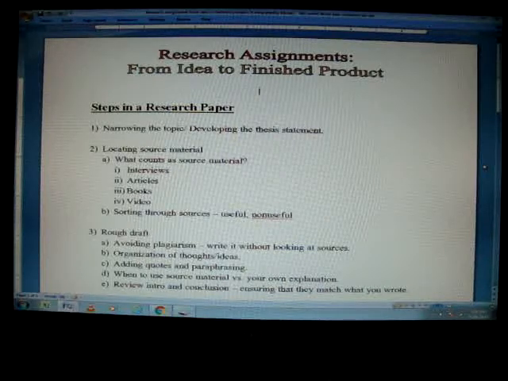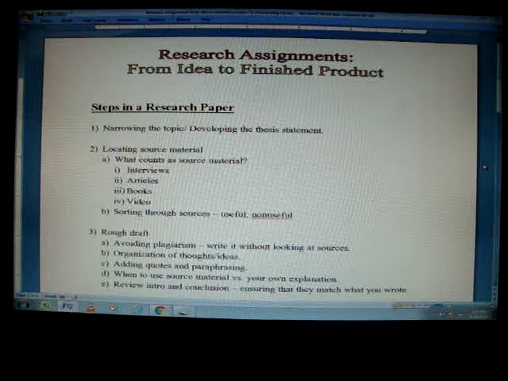So, now you need to develop a thesis statement. The difference between a topic statement and a thesis statement: a topic statement just says, hey, here's what I'm going to talk about. A thesis statement says, this is what I'm going to prove. By the end of this essay, you will know the following. So, think about what it is that you want to accomplish by the end of your essay. That's going to be your thesis.